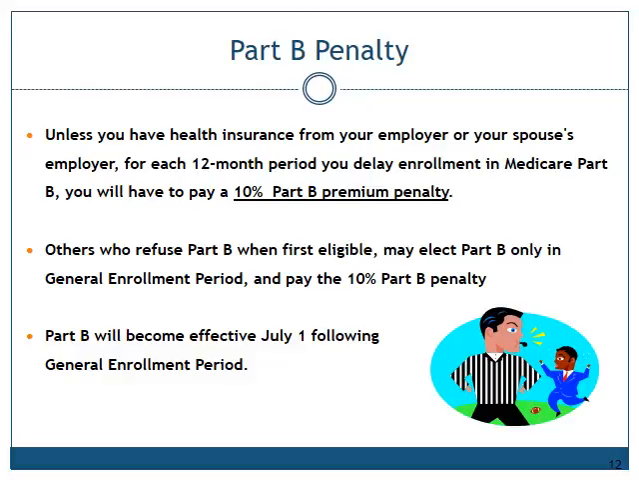Part B penalty. Unless you have health insurance from your employer or spouse's employer, for each 12-month period you delay enrollment in Medicare Part B, you will have to pay a 10% Part B premium penalty. Others who refuse Part B when first eligible may elect Part B only in the general enrollment period and pay the 10% Part B penalty. Part B will then be effective July 1st, following the general enrollment period.